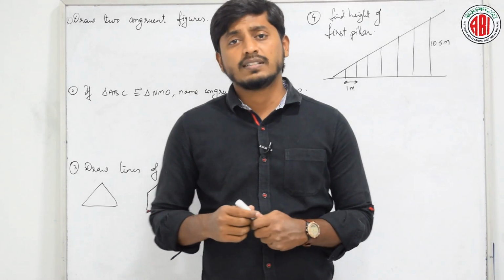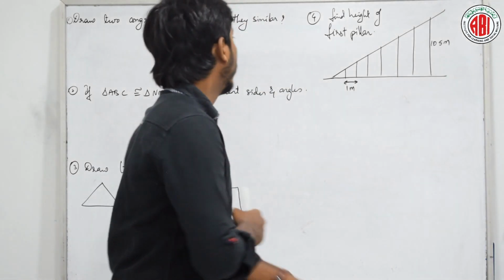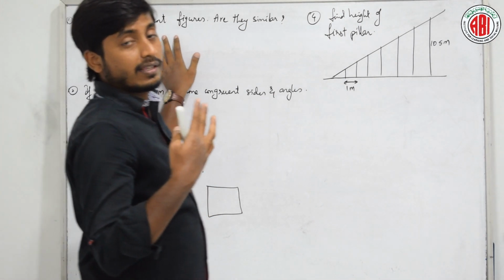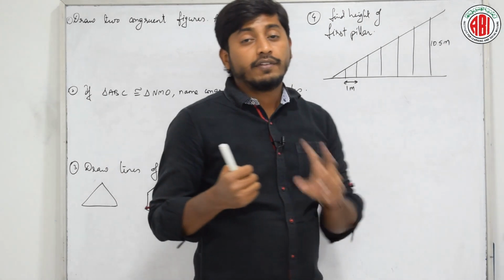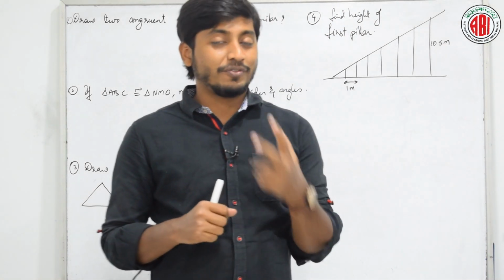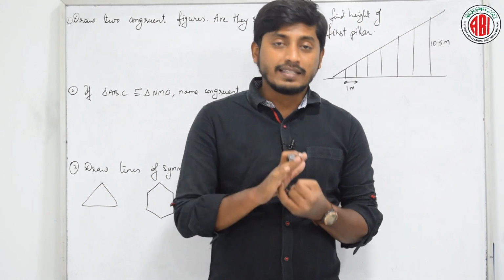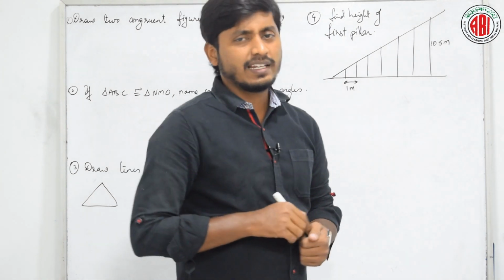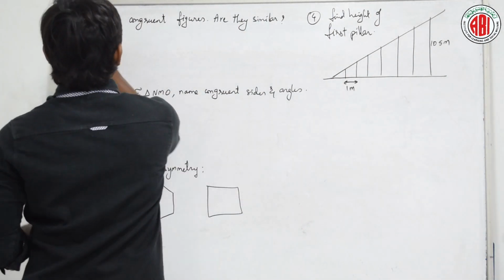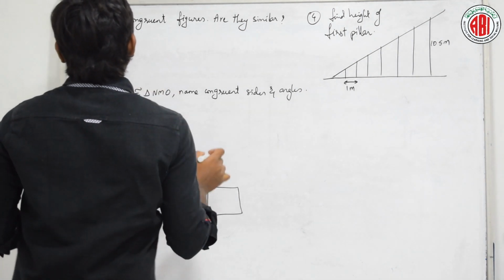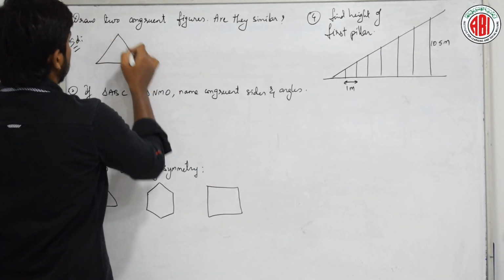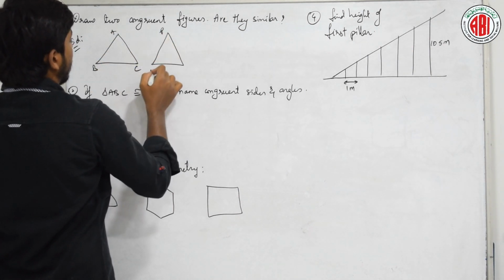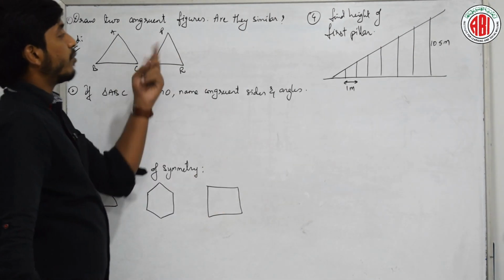Let's do a few problems on that. The first question is asking us to draw two congruent figures and whether they are similar or not. When two figures are said to be congruent, their shapes must be the same and their size also must be the same. Let us take two triangles. Let me name one ABC and the other PQR. He gave that both are congruent.